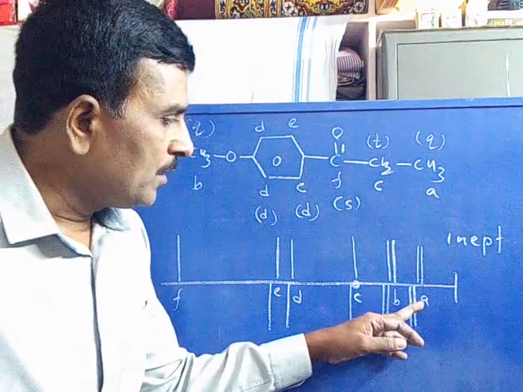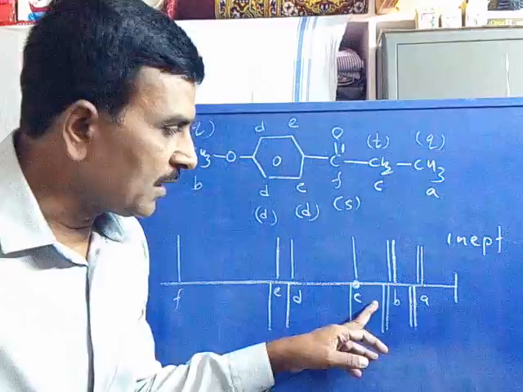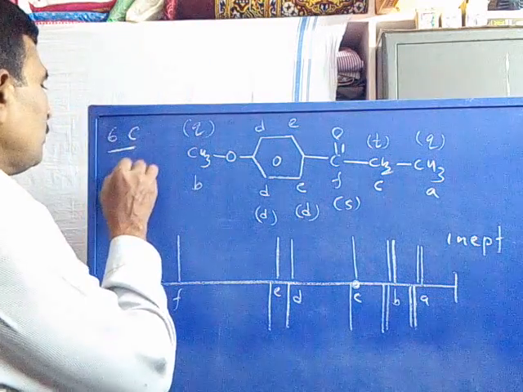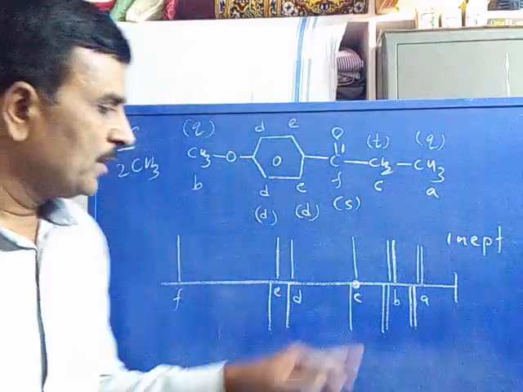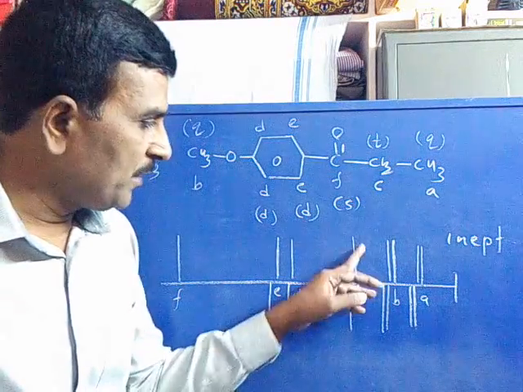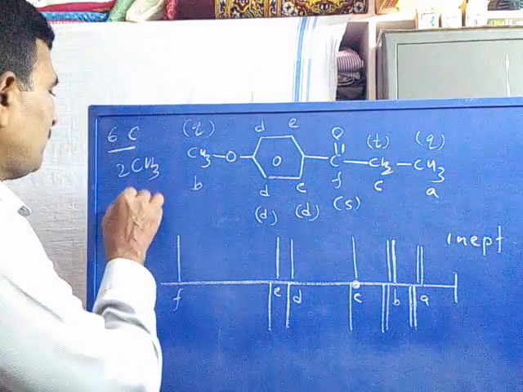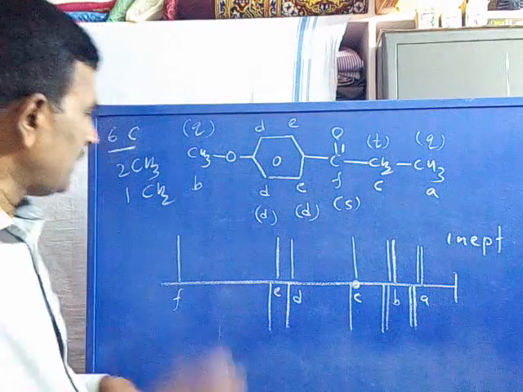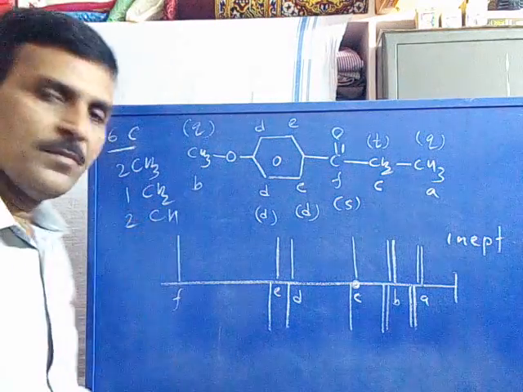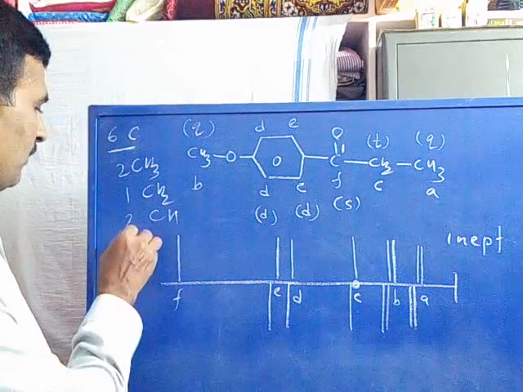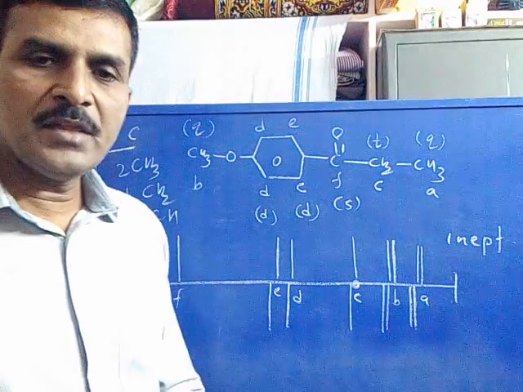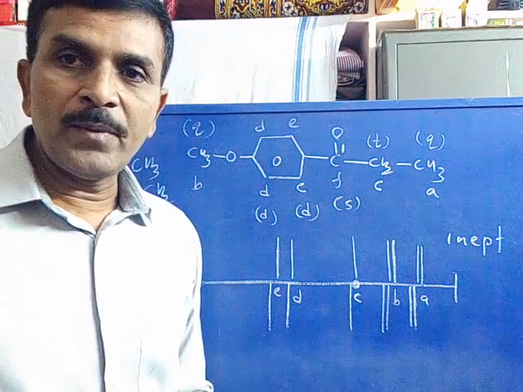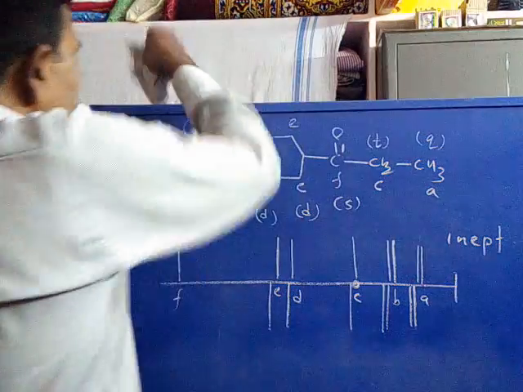Now two carbons are CH3 carbons, because quartet and quartet. One carbon is CH2 because it is a triplet. Two other carbons are doublets, indicating they may be CH groups. Now this singlet indicates one carbon without hydrogen. So in this way we can easily interpret the INEPT experiment to get the information.